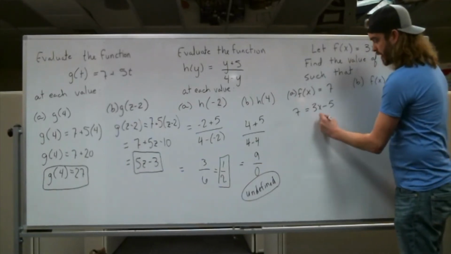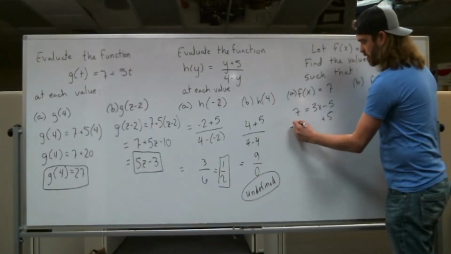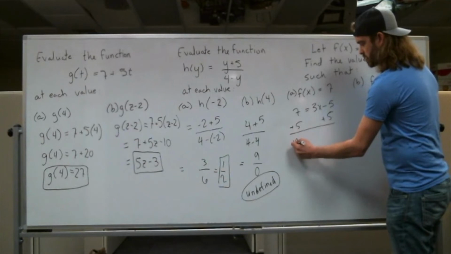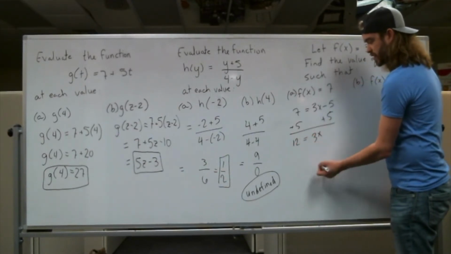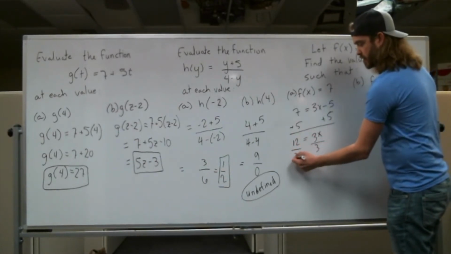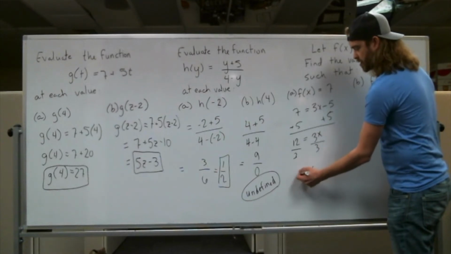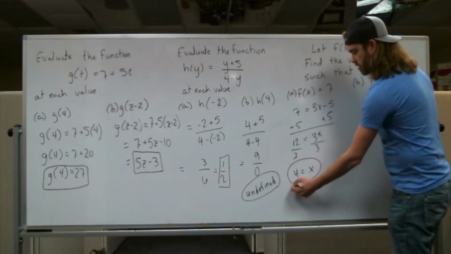Now we're going to solve. So we're going to add 5 to both sides. It's going to give us 12 is equal to 3x. And then we're going to divide both sides by 3 to get our final answer. And we see that x is equal to 4.